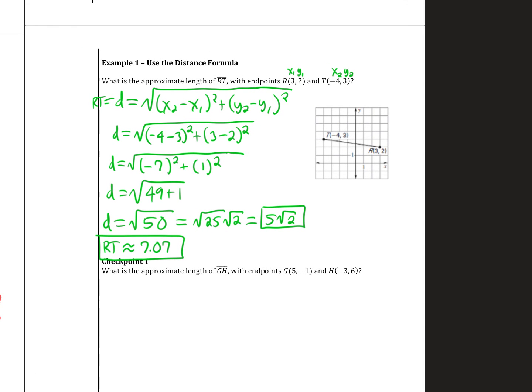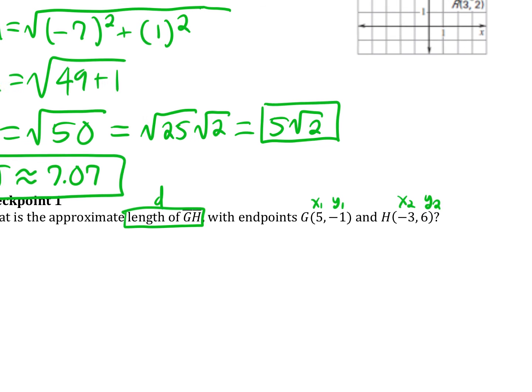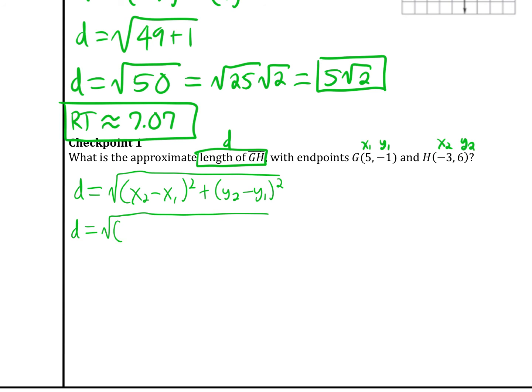See how you do. All right, what is the approximate length of GH? This is what we're looking for, with endpoints -5, 1, or 5, -1, and -3, 6. We got x1, y1, and x2, y2. So we're going to plug into the distance formula: square root of x2 minus x1 squared plus y2 minus y1 squared. All right, let's plug in what we know now. What is x2? x2 is -3 minus x1, which is 5.